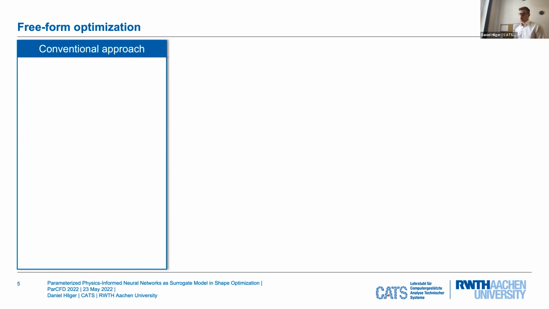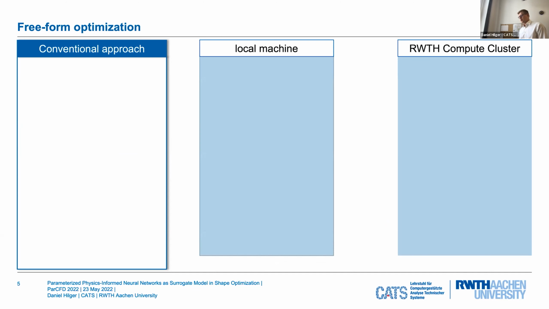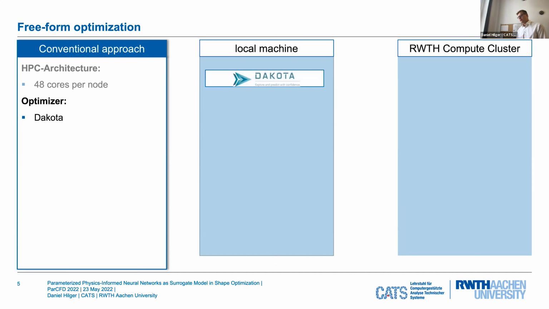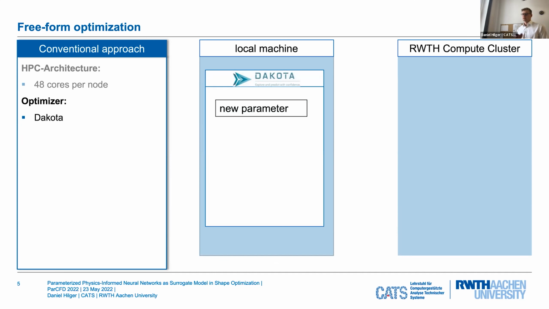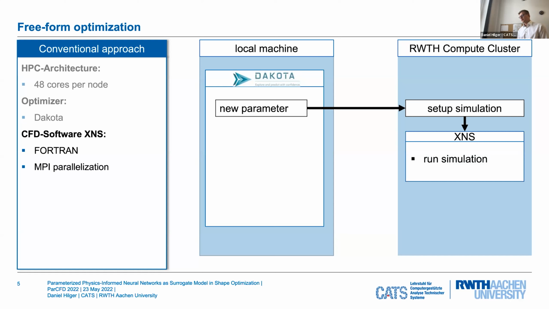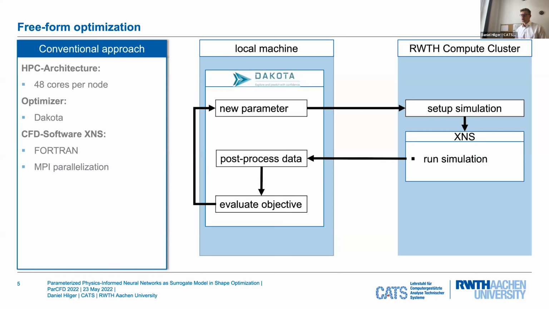Typically, we use this optimization approach in our conventional optimization strategy, where we have a local machine and an HPC infrastructure. In our case, it's the RWTH cluster, where we have about 48 cores per node. On our local machine, we run our optimizer, which proposes some parameters for our optimization problems. These parameters are used to set up the simulation and run it, and then the post-processing is again done on the local machine. Based on that, new parameters are proposed.